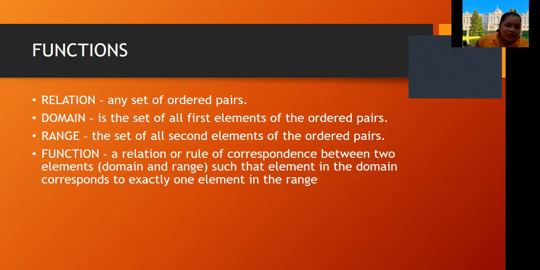Next term is a domain. A domain is a set of all the first elements of the ordered pairs. And then range is a set of all the second elements of the ordered pairs. And next one is a function. A function is a relation or rule of correspondence between two elements, domain and range, such that each element in the domain corresponds to exactly one element in the range. So it should be one x only, x should not be repeated.